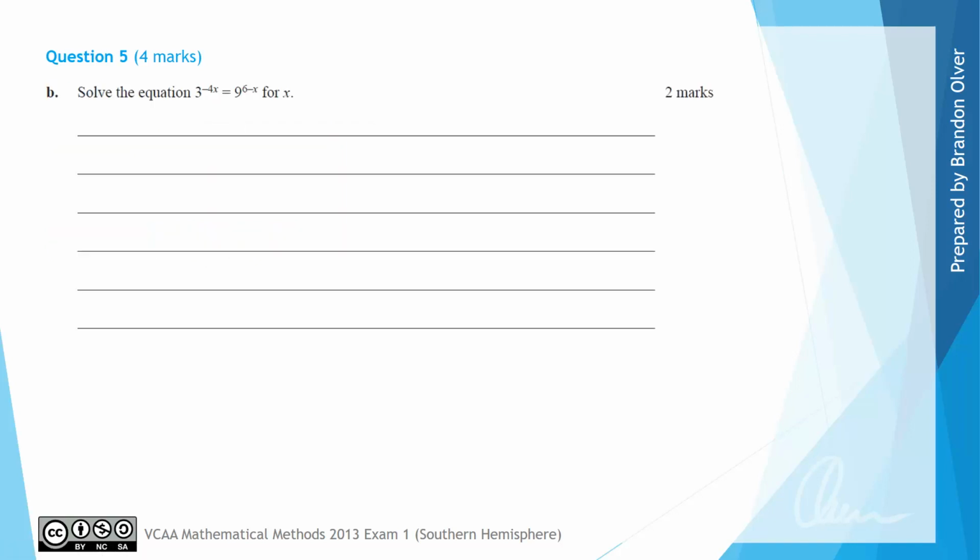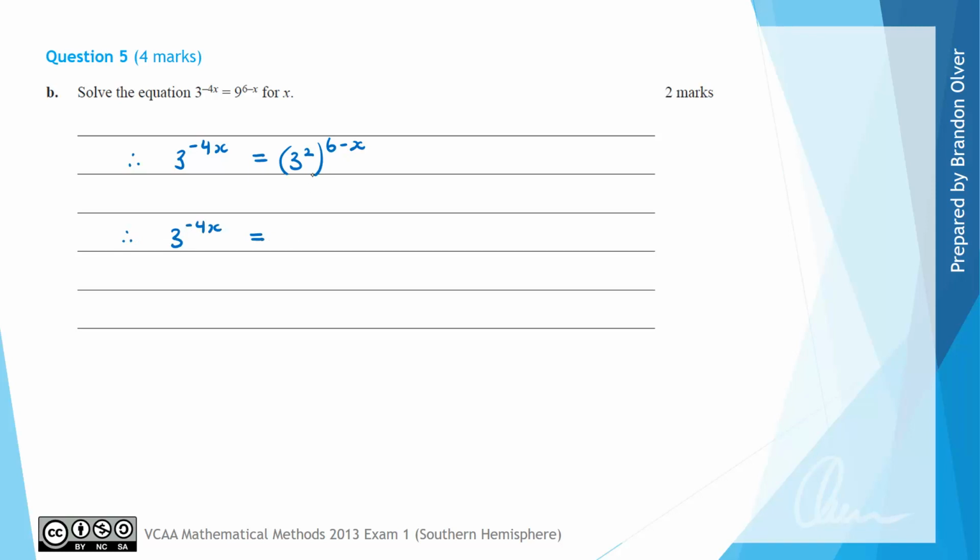For part B, we're asked to solve the equation 3 to the power of negative 4x equals 9 to the power of 6 take x for the variable x. So we're going to start by rewriting these with the same base of 3. The left hand side is still going to be 3 to the power of negative 4x. However, on the right hand side, we're going to turn 9 into 3 squared, so we have 3 squared to the power of 6 subtract x.